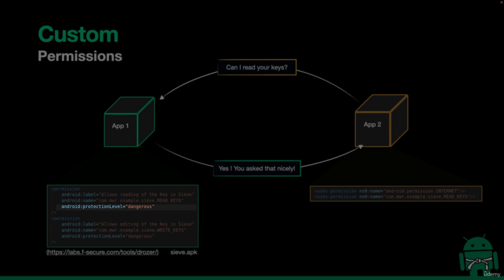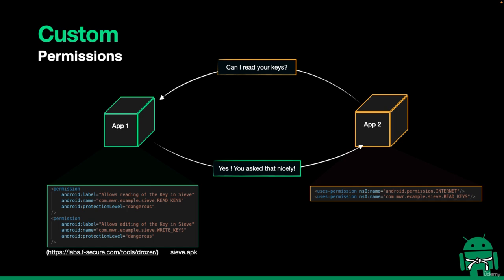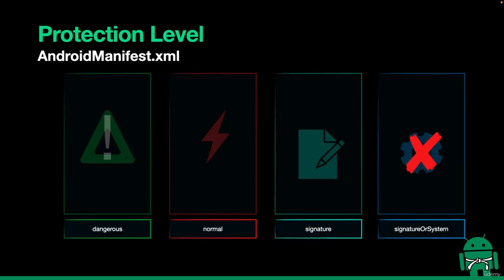But now the question is, what is the correct protection level? So far I can tell you, dangerous, it's not. So what are those options we have as a developer? Well, we've got the following. We've got dangerous, normal, signature, and signature or system. But signature or system is something we cannot use in our own apps. So therefore we only focus on dangerous, normal, and signature.